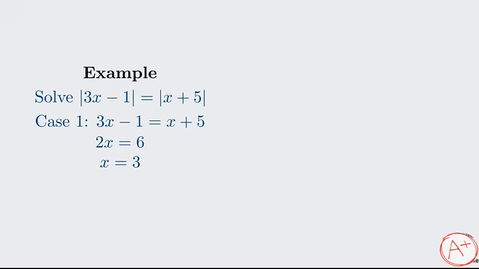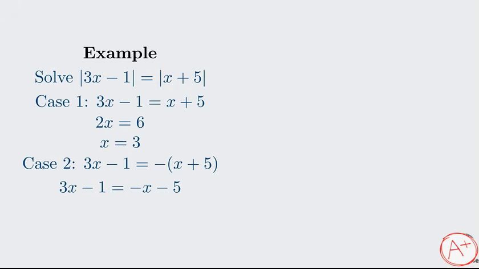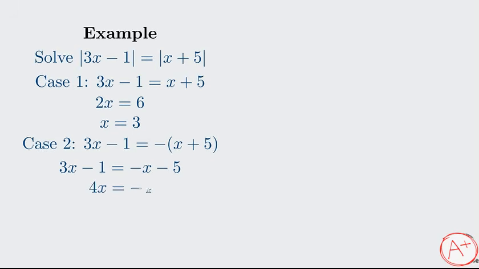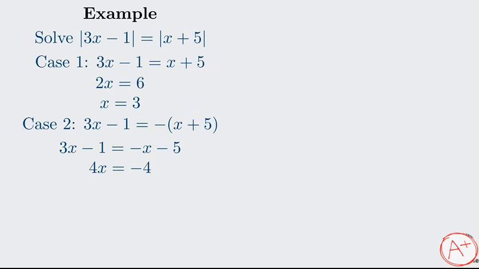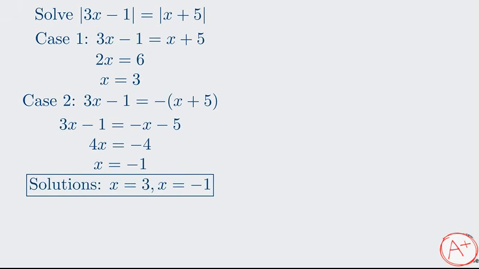For our second case, we set the left side equal to the negative of the right side. Expanding the brackets, we have 3x minus 1 equals negative x minus 5. Adding x to both sides and adding 1 gives 4x equals negative 4. So, x equals negative 1. In this specific type of equation, where both sides are enclosed in modulus signs, we typically do not need to worry about extraneous solutions, as both sides are guaranteed to be non-negative.